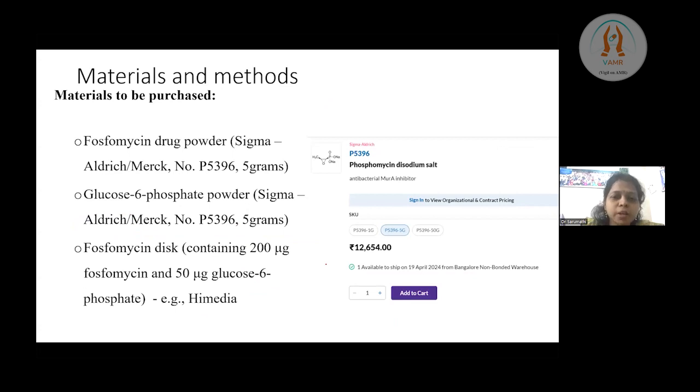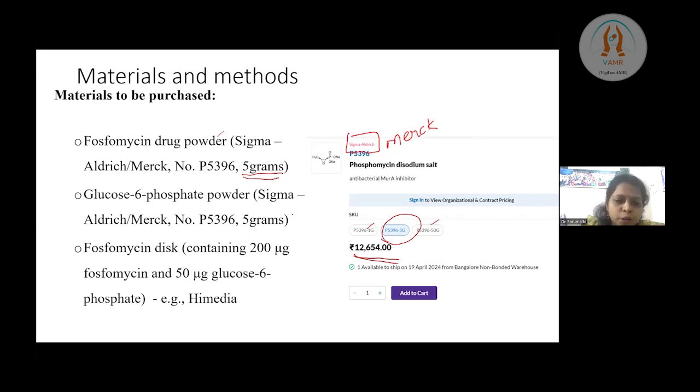The materials that we have to purchase for the study: one is the Fosfomycin drug powder, 5 grams we need for the entire study. It will go beyond 100 isolates, maybe up to 200 isolates if you use it carefully. And this is the price of this Fosfomycin powder, 5 gram powder. Different sizes are also available, 1 gram, even 50 grams, but we recommend 5 grams to be purchased. That will be adequate and sufficient for this study.